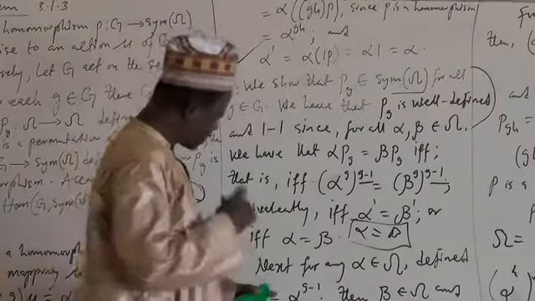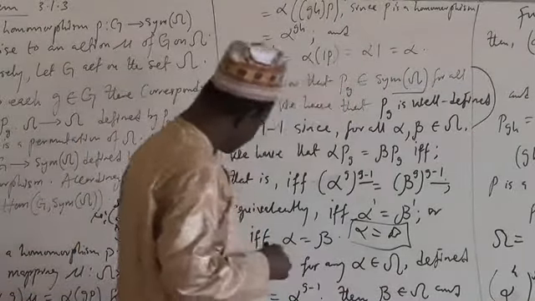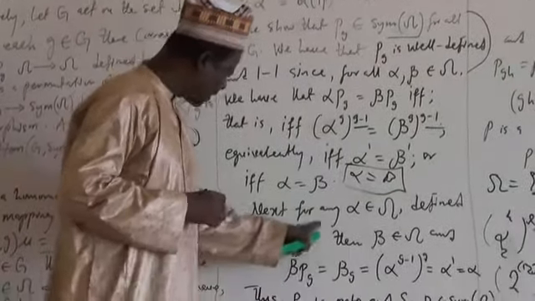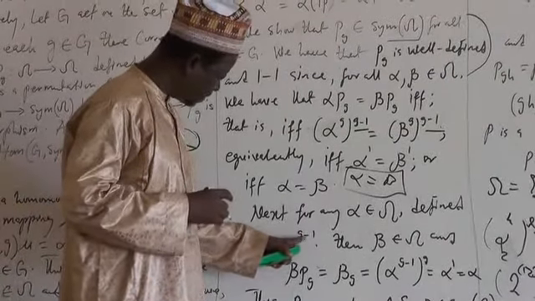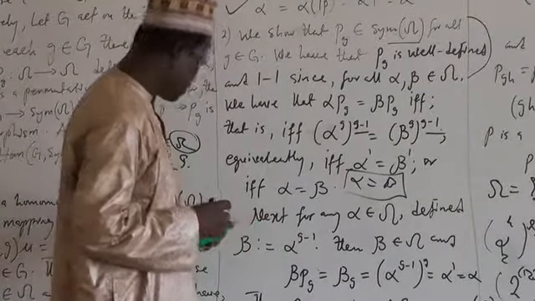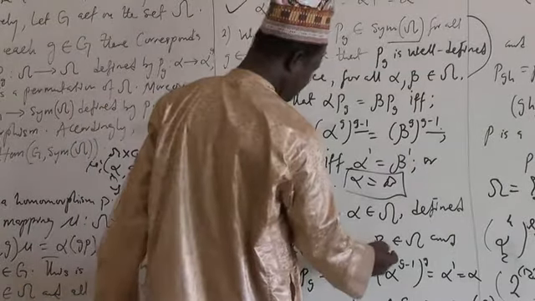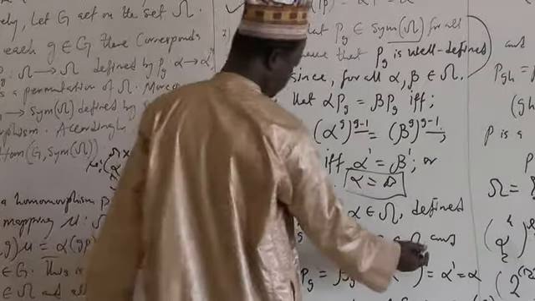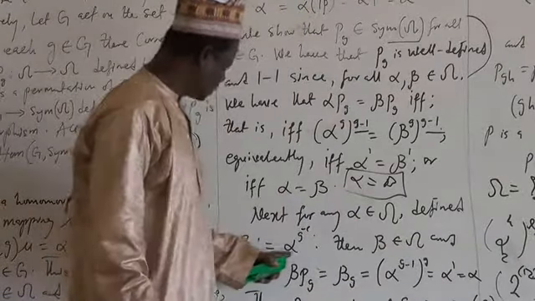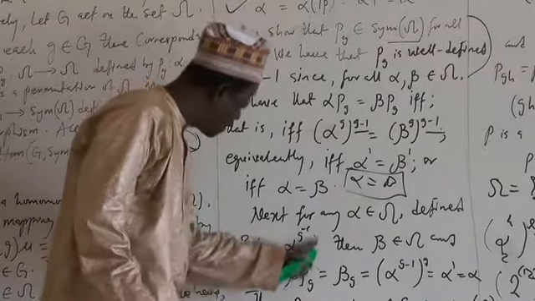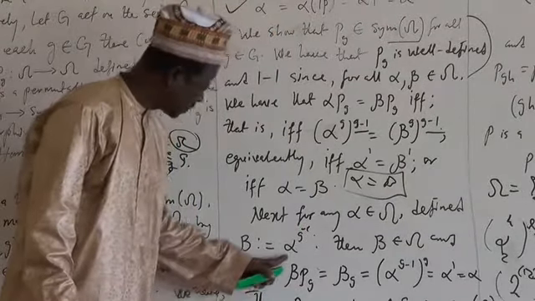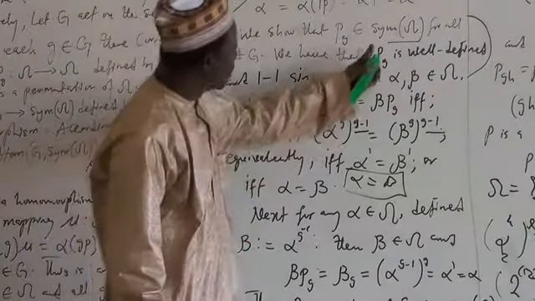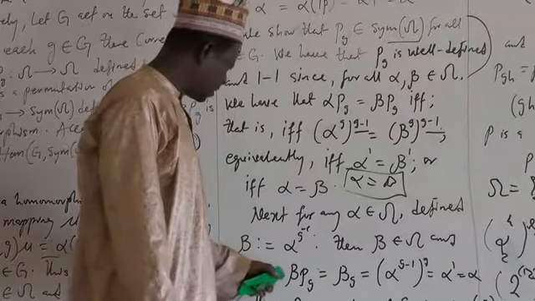And next, you take an alpha in omega, and you define it in such a way that alpha is acted on by g inverse. Not g minus, it's actually g inverse. Then beta belongs to omega. We want to show that every inverse image of alpha will give us a beta in omega.